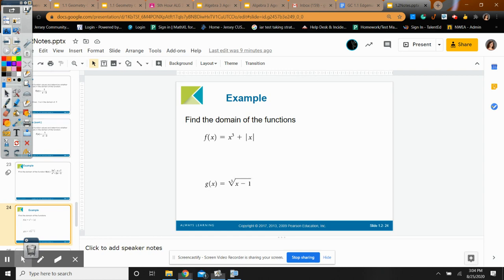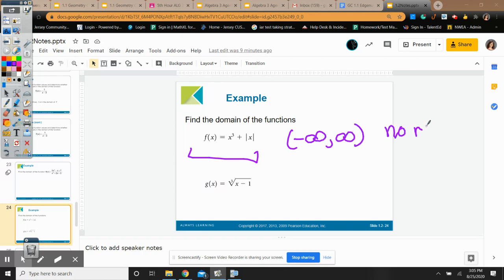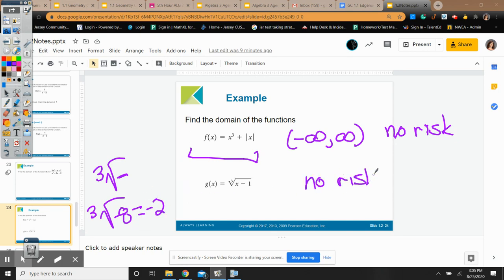Okay, next thing. Look here. Is there any risk factor? Is there dividing by 0, any fractions or any square roots? No. So this domain has no risk factors. It's negative infinity to positive infinity. Does this guy have a risk factor? It has a cube root, but cube root of negative numbers are okay. The cube root of negative 8 is negative 2. It's fine. So this also has no risk factors, and because of that, when I ask you the domain, it's negative infinity to positive infinity.